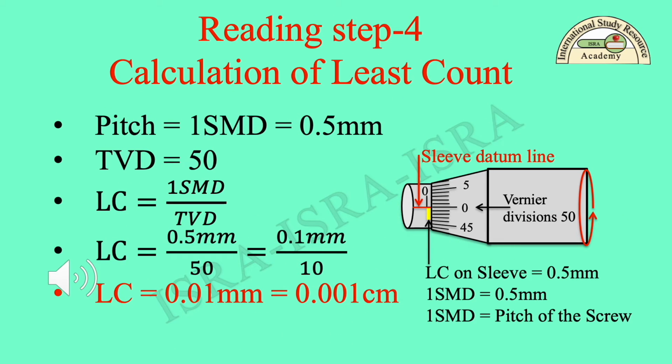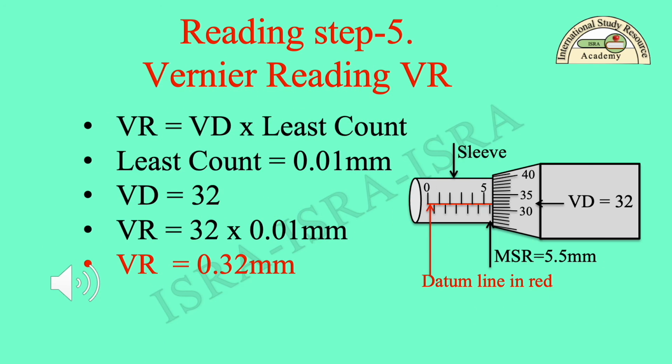Reading Step 4. Calculation of least count. Pitch is equal to 1 SMD equal to 0.5 mm as shown with yellow mark on the diagram. TVD is equal to total vernier division equal to 50 as written on the thimble. Least count LC is equal to 1 SMD over TVD, or LC is equal to 0.5 mm over 50 equal to 0.1 mm over 10. Therefore, least count LC is equal to 0.01 mm or 0.001 centimeter.